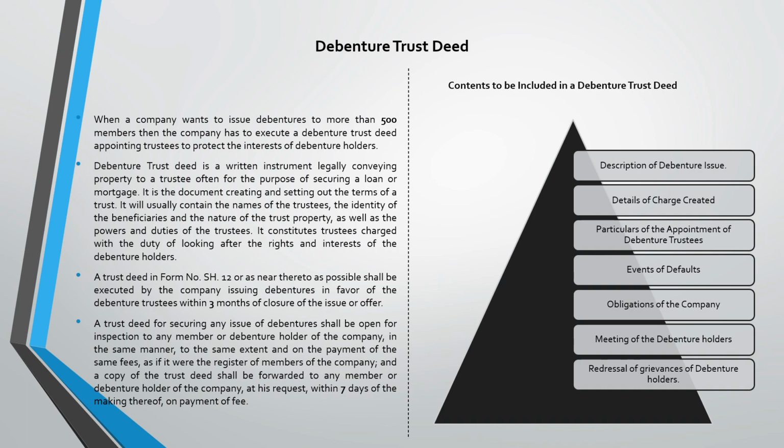So what are the contents to be included in a debenture trust deed? The description of the debenture issue, that is the terms of the issue, the details of charge created, the particulars of the appointment of debenture trustees. The debenture trustees are formally appointed here. Event of default: if the company has committed any default in the preceding years, it will be mentioned here. The obligations and liabilities of the company, the meeting of the debenture holders, and the redress of the grievance of debenture holders will be contained in the debenture trust deed.